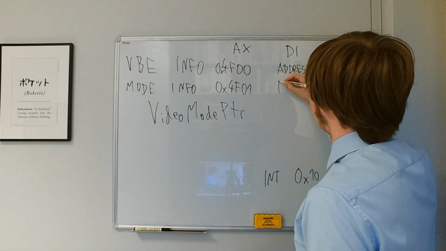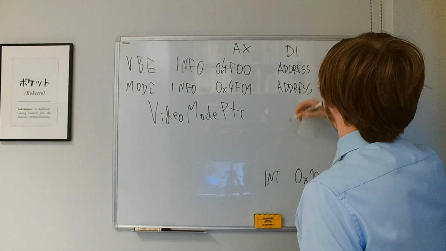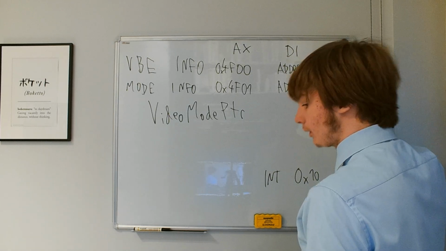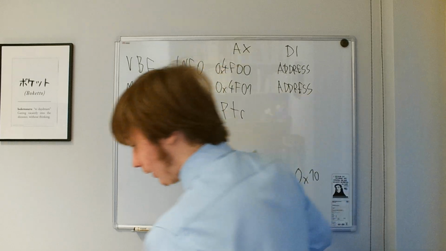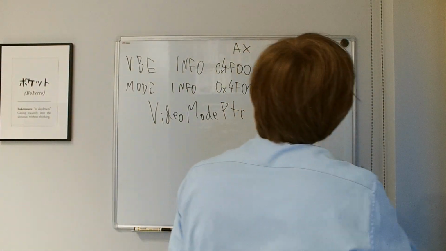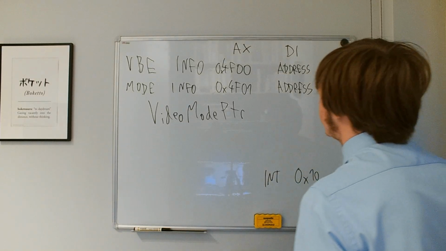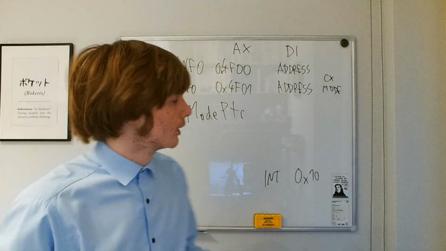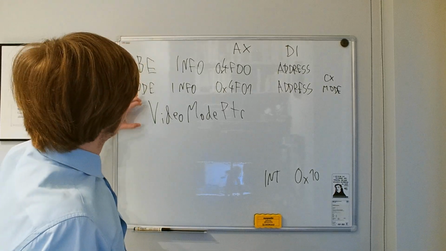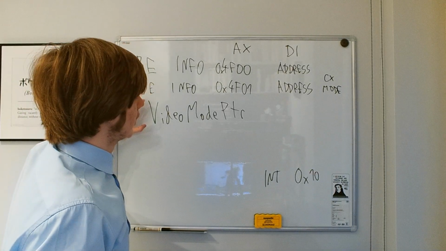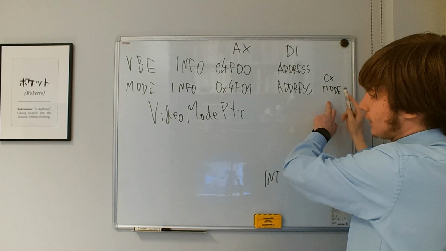And again, DI is going to have an address, and you're also going to need the CX register, if I remember correctly. Let me just check. Yes, that's going to be CX, and CX is going to be the mode. So you use the VBE info instruction in order to get the video mode pointer. Once you have it, that is the first mode that you can set as your CX.